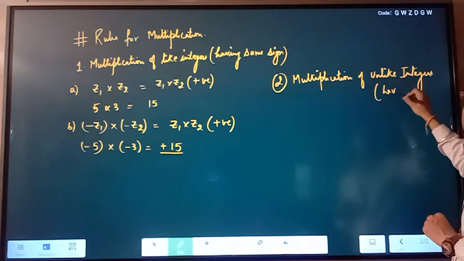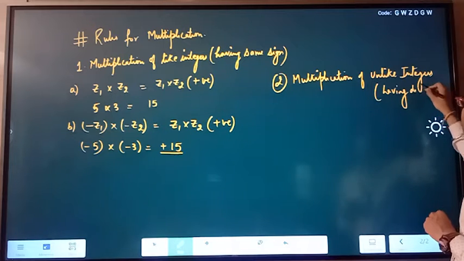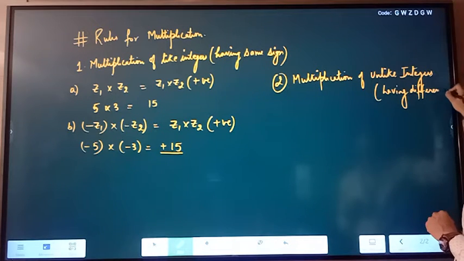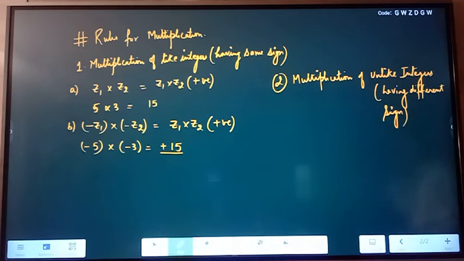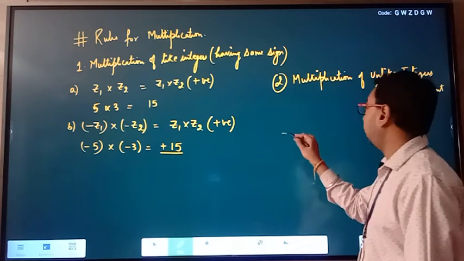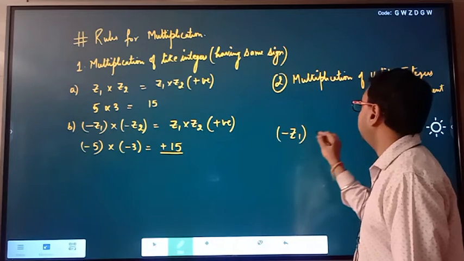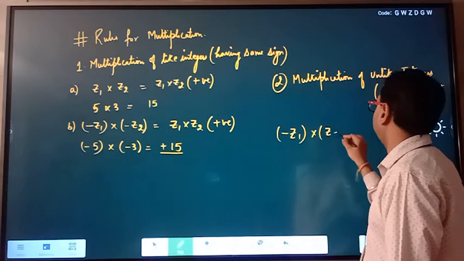Having different sign. Very good. So it's quite understood for you. In such case, what will we be doing? For example, let me take z1 is negative and z2 is positive.